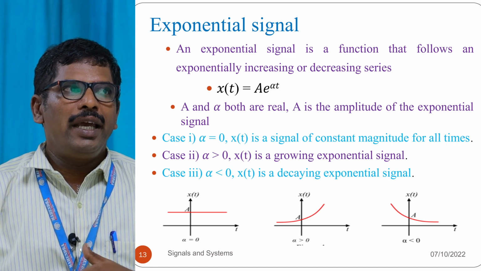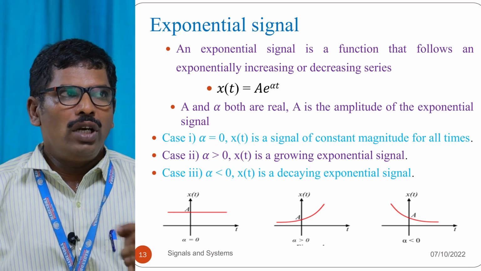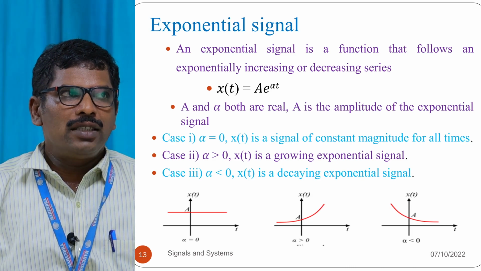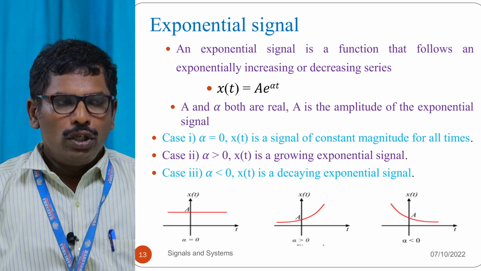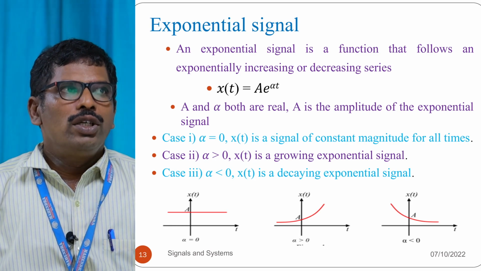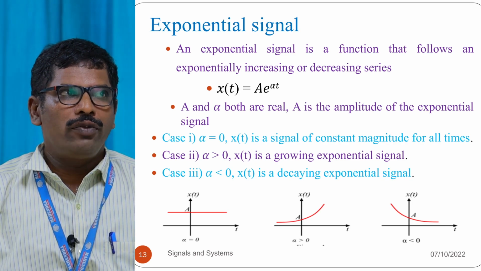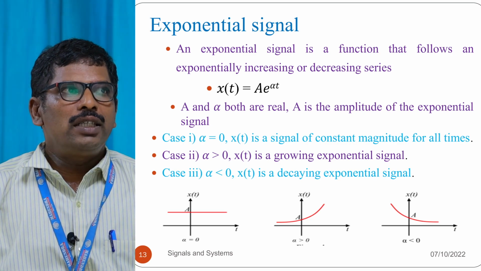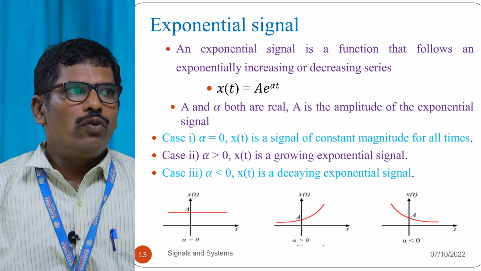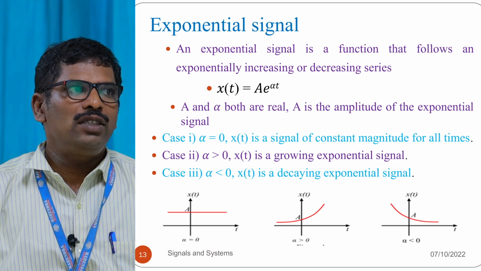So A and alpha are both real, and A is the amplitude of the signal. Let us split this amplitude of the signal into 3 cases. One is alpha equal to 0. When alpha is equal to 0, if we substitute it, then our equation becomes e power 0. At any value, e power 0 gives a value equal to 1. So that's our first graph. When alpha is equal to 0, my x of t is always 1. This is the first case.